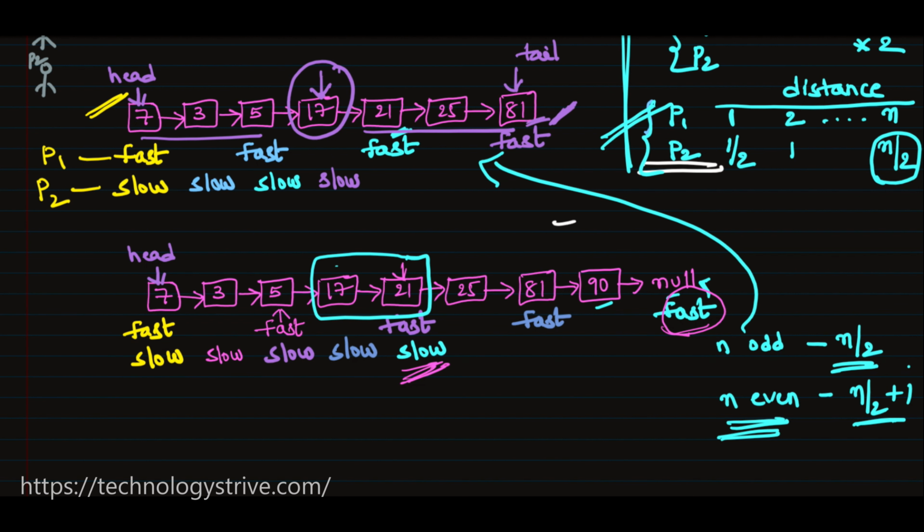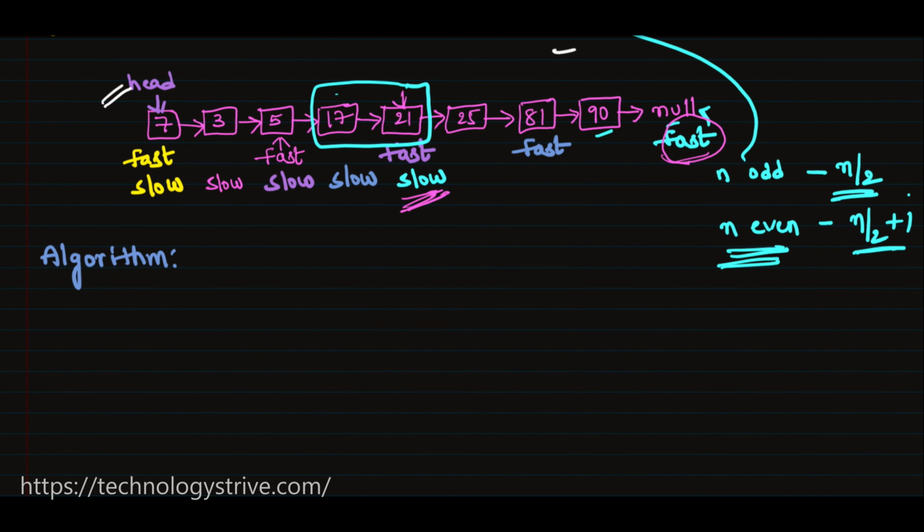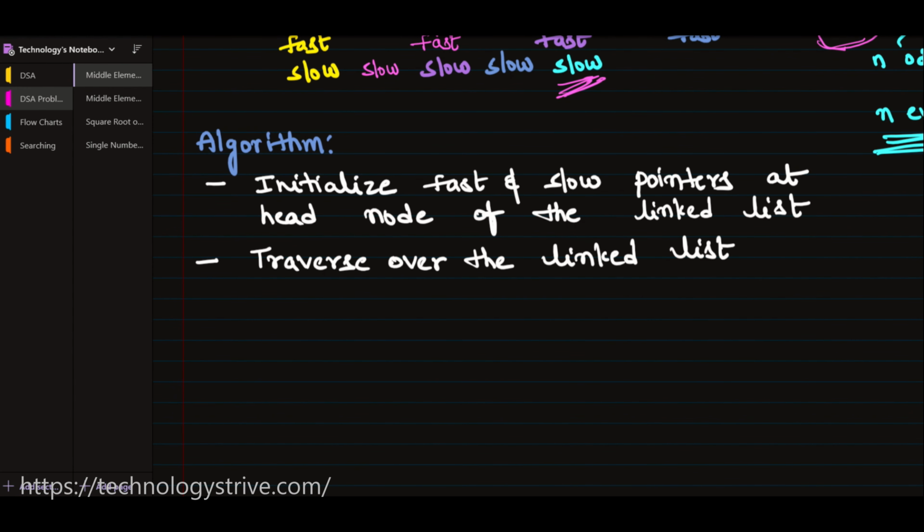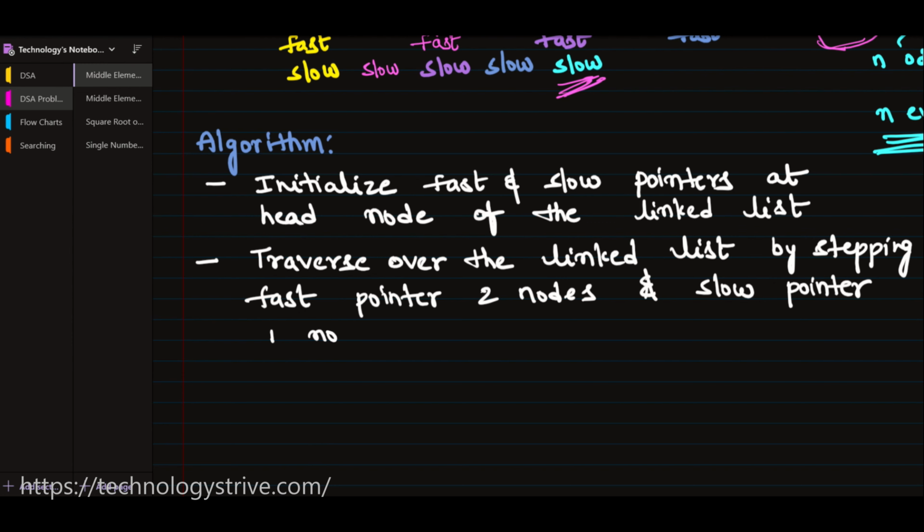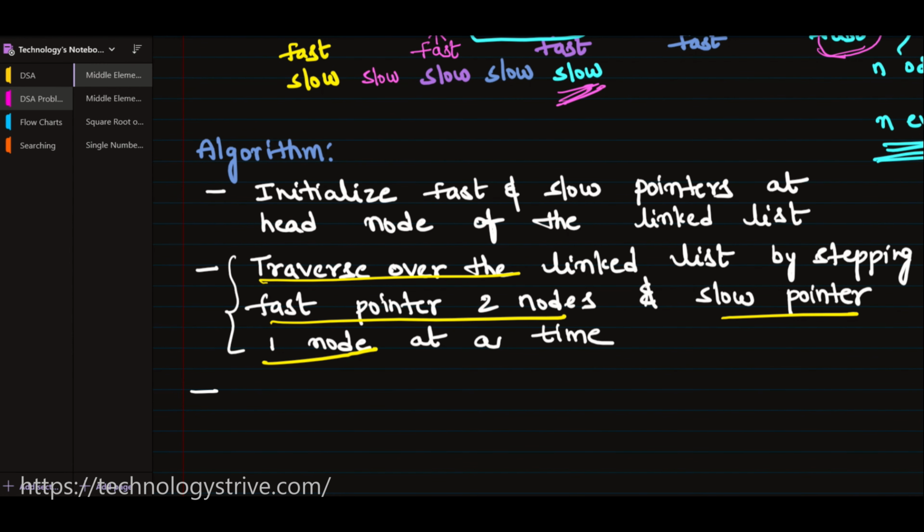So let's write the algorithm for this. Here the head node of the linked list is given. First, we have to initialize fast and slow pointers at the head node of the linked list. Next, traverse the linked list by stepping the fast pointer 2 nodes and the slow pointer 1 node at a time. This process continues until the fast pointer reaches the last node or crosses the last node of the linked list.